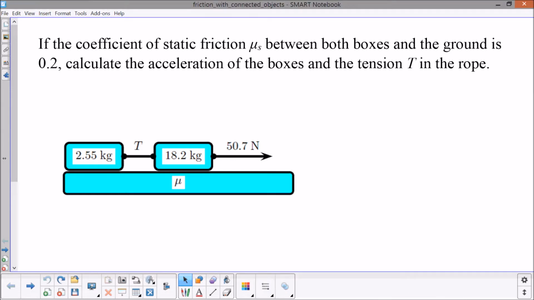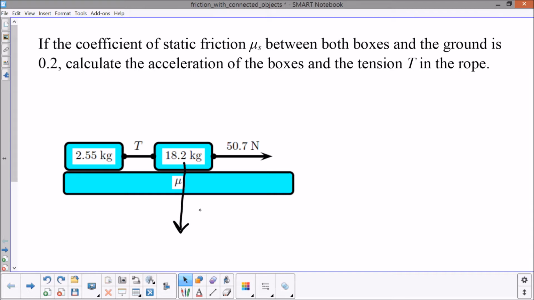In this first problem with connected objects and friction, we have two boxes that are being pulled across a rough surface by a force of 50.7 newtons that's acting to the right. So the first thing to do is to calculate the weight of each one of the boxes.